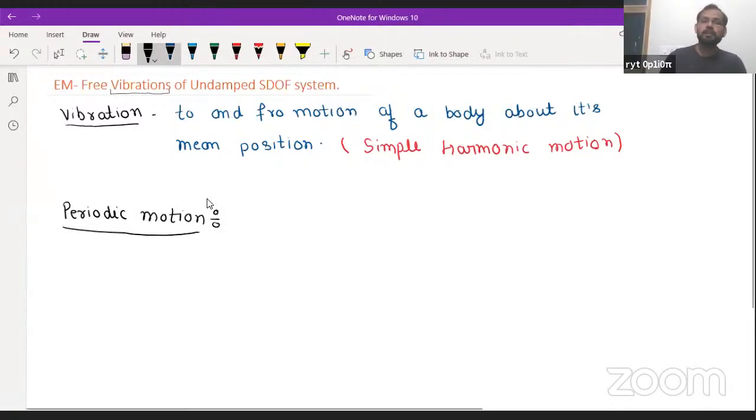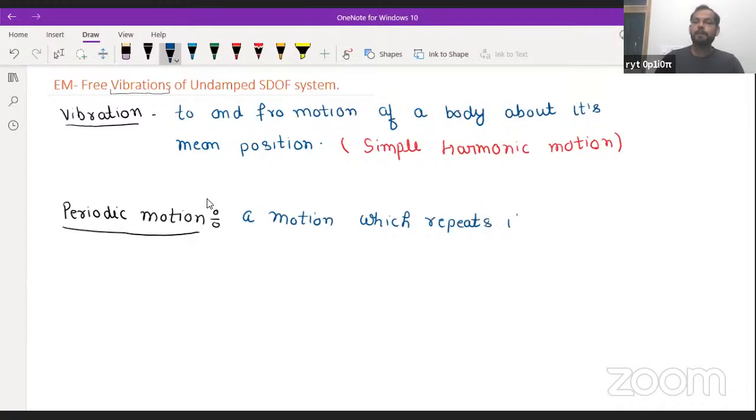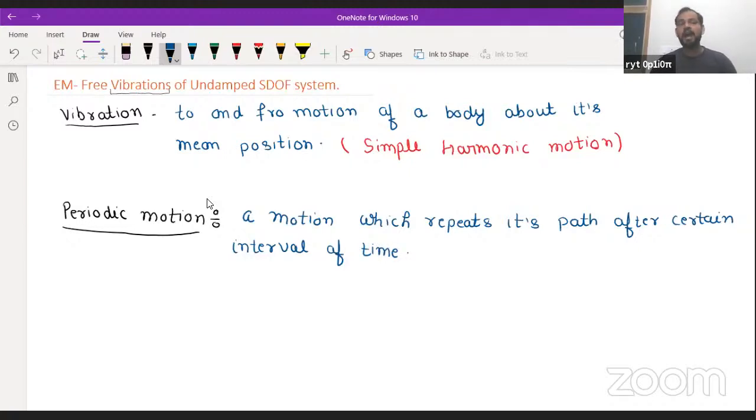So what is periodic motion? A motion which repeats its path after a certain interval of time. Fine. So all such types of motion are known as periodic motion. Fine. And simple harmonic motion is a subtype of periodic motion.